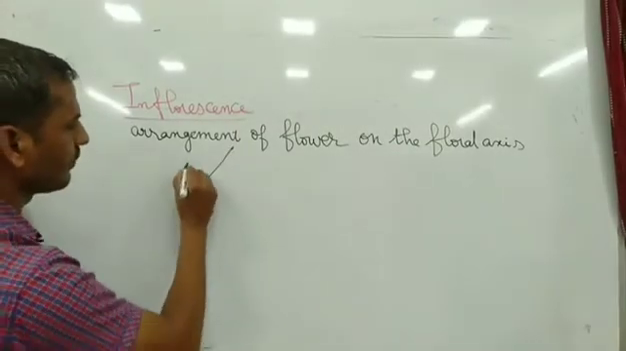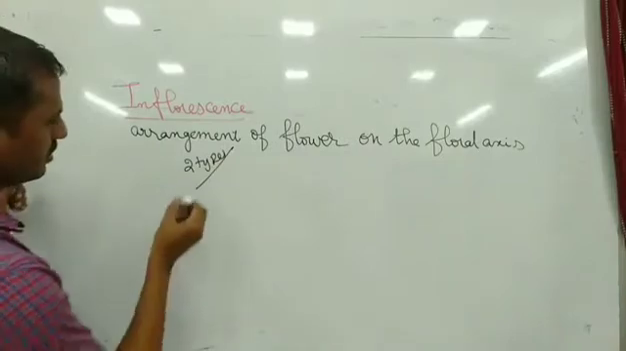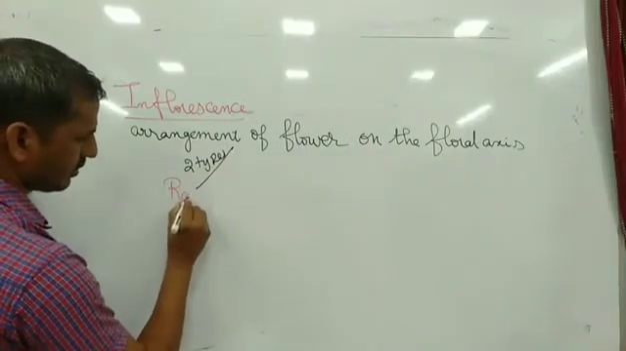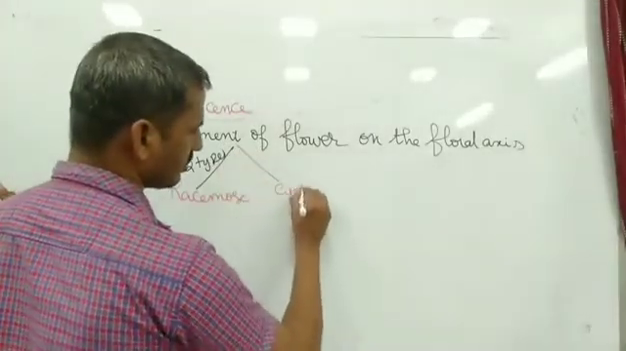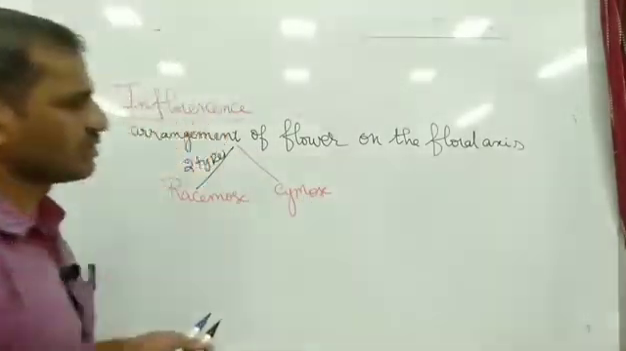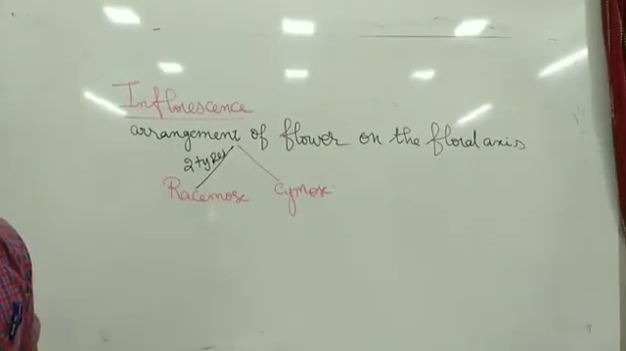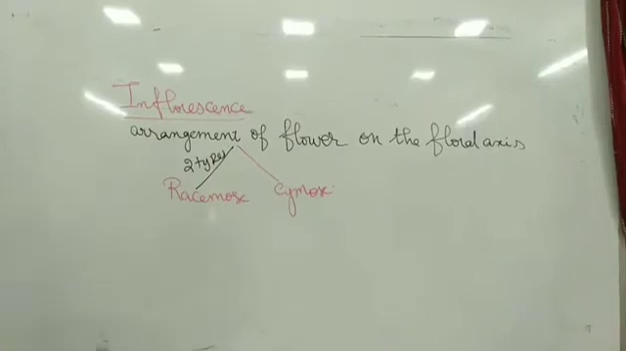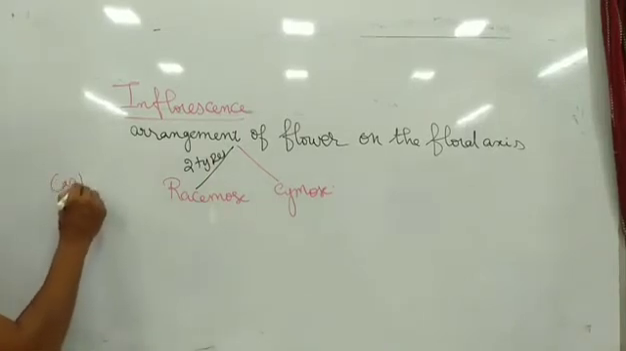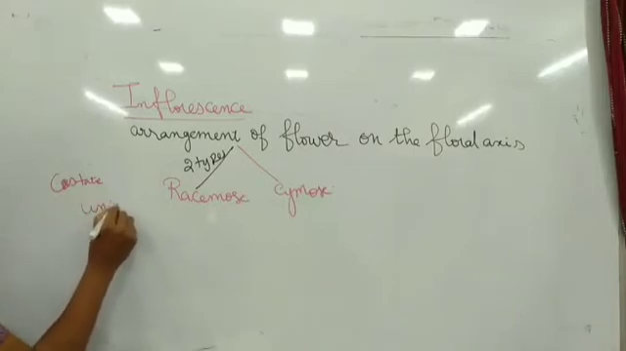We have two types of inflorescence. One is the racemose, another one is cymose. Racemose inflorescence or cymose inflorescence. Unicostate means C-O-S-T-A-T-E, costate.